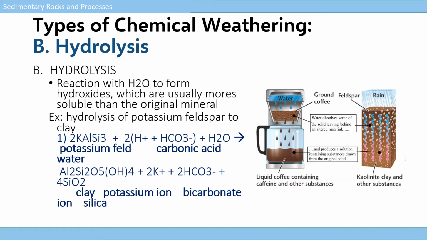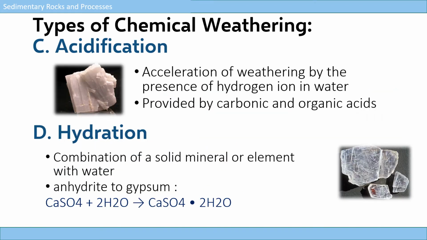In hydrolysis, you have reaction with water to form hydroxides. These hydroxides are more soluble than your original mineral. So for example, the hydrolysis of potassium feldspar to clay. So you have potassium feldspar here, which reacts with carbonic acid to form clay. And clay is more stable and therefore the result of your chemical weathering. In acidification, you have acceleration of weathering by the presence of the hydrogen ion in water, which is provided by your carbonic and organic acids. Hydration, in contrast, is a combination of a solid mineral or element with water. In this case, anhydrite is transformed into gypsum.